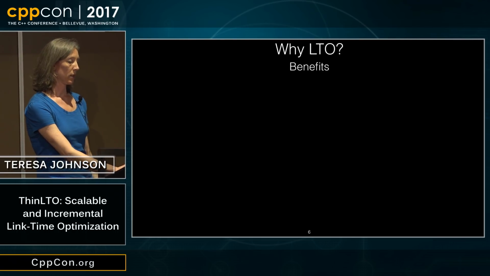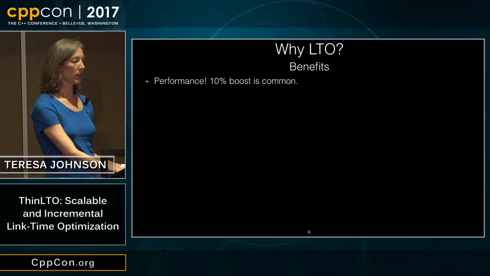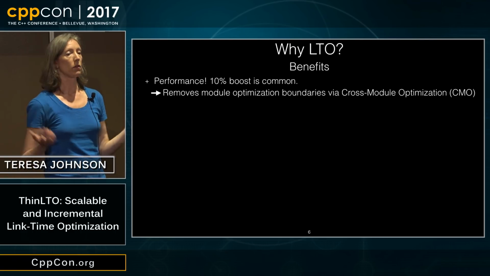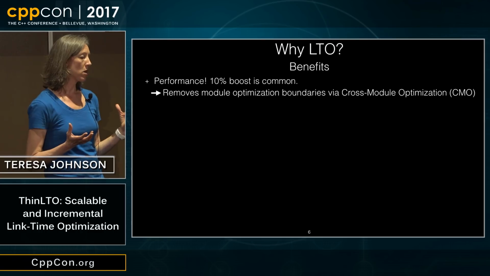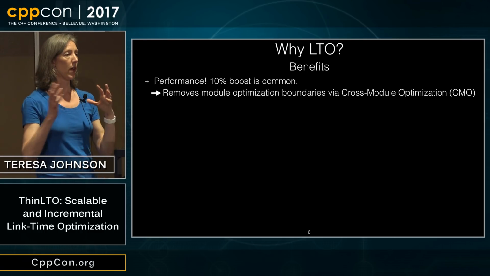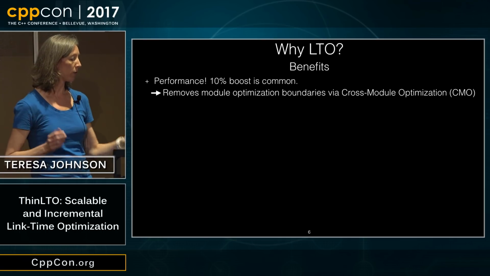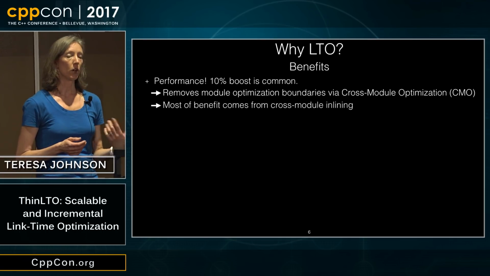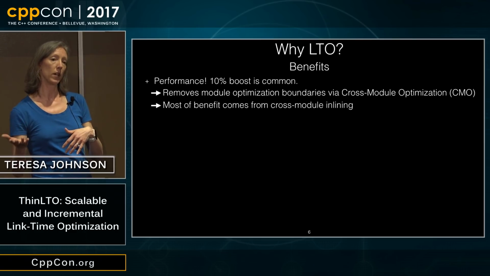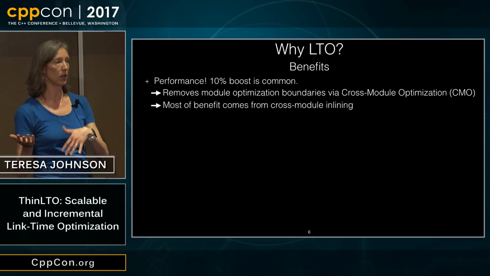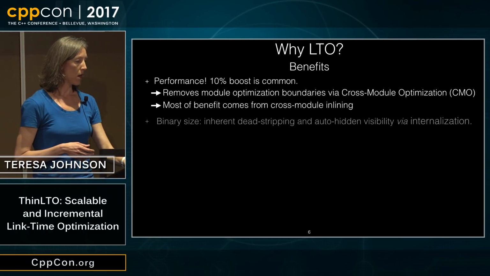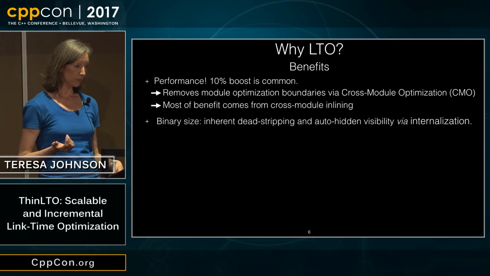So why do this? Well, as you might have guessed, the number one reason is for performance. When you merge all of these IR units into one, you now can perform cross-module optimization. So things that were originally defined in different translation units, now you have full visibility. And the largest benefit comes from inlining. So inlining calls functions that were defined in one module, in one translation unit, into call sites that were originally in another one. Another benefit can be binary size.